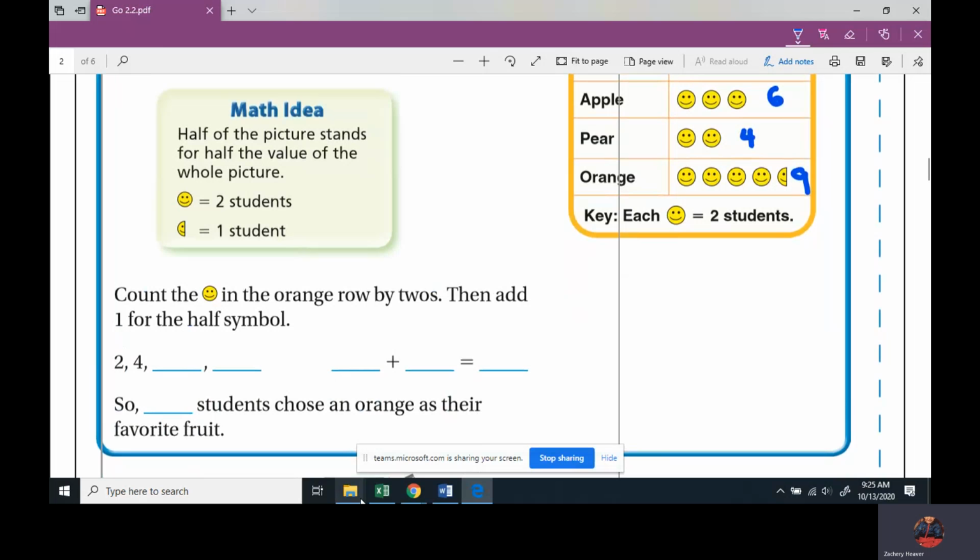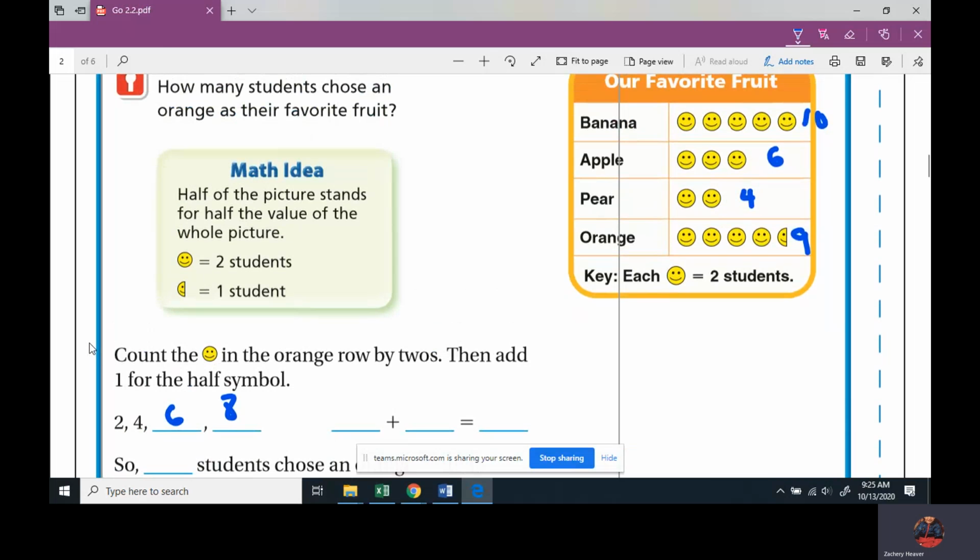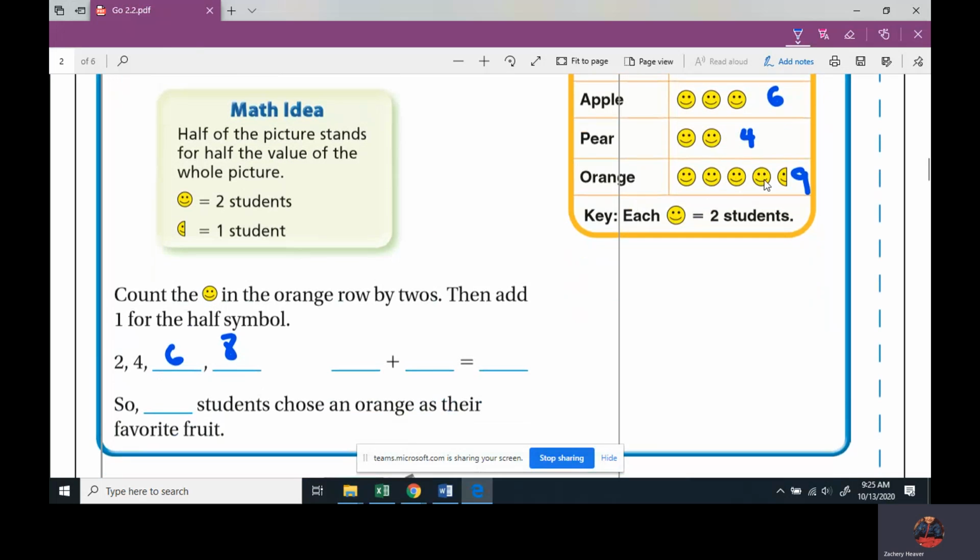So if I count the number of smiley faces, it'll be 2, 4, 6, and 8, because we skip count by 2s. And it wants to know how many students chose orange as their favorite fruit. Well, we know we have 8, and then we have the half, which stands for 1, and we know 8 plus 1 is 9. So 9 students chose orange as their favorite fruit.